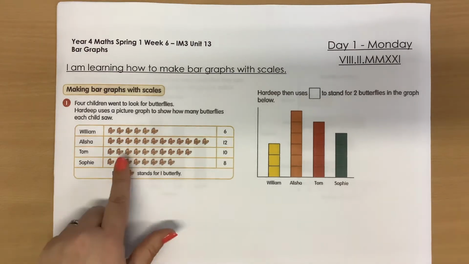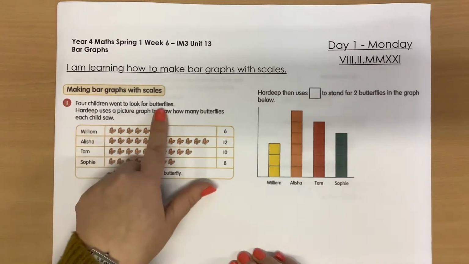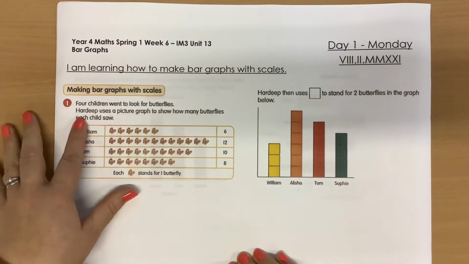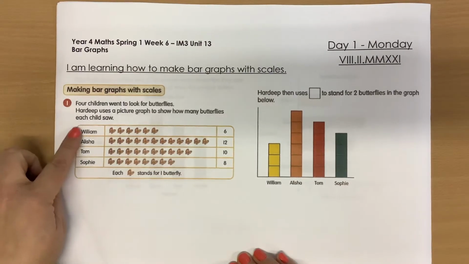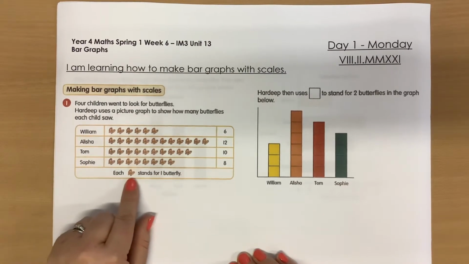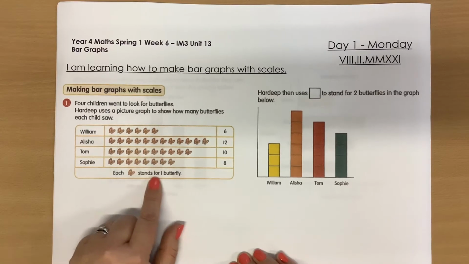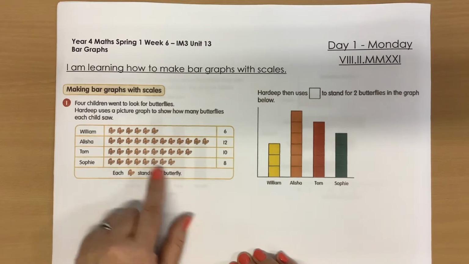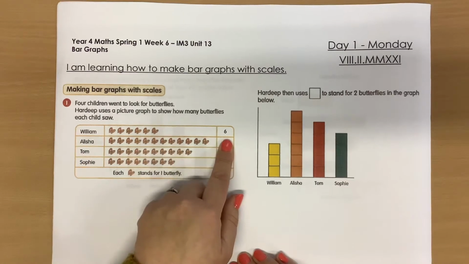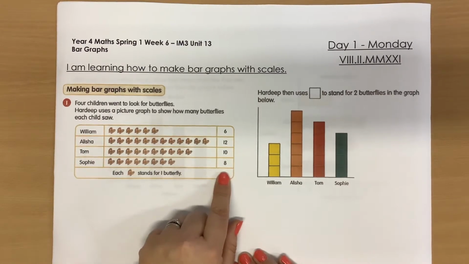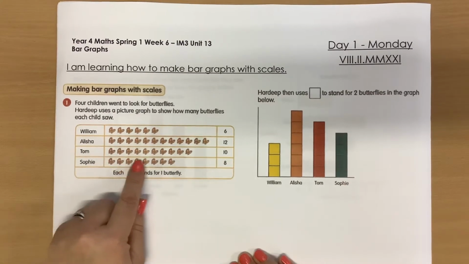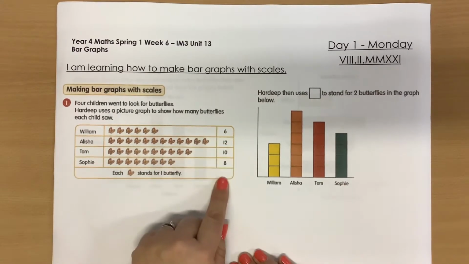So if we have a look at the first question, 4 children went to look for butterflies. Hardeep uses a picture graph to show how many butterflies each child saw. So we have the children's name. We can see that each picture of a butterfly represents 1 butterfly. So that means that William saw 6 butterflies, Alicia 12, Tom 10, and Sophie 8. And if we count the butterflies, they will match with the numbers we have here.